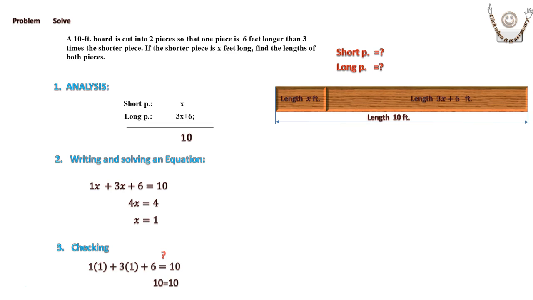Now, last step, we have to write out the answer. The short piece would be 1 foot. And the long piece is 3 times 1 plus 6, which is 9 feet.